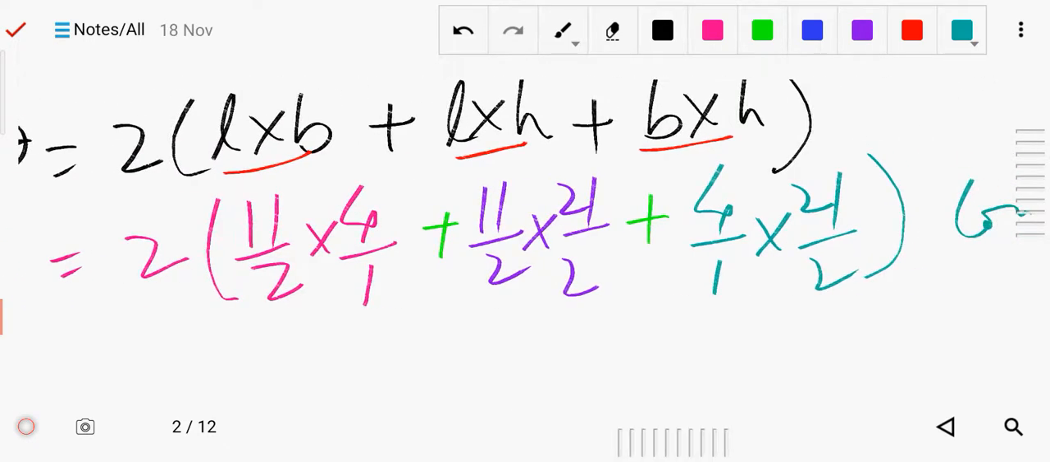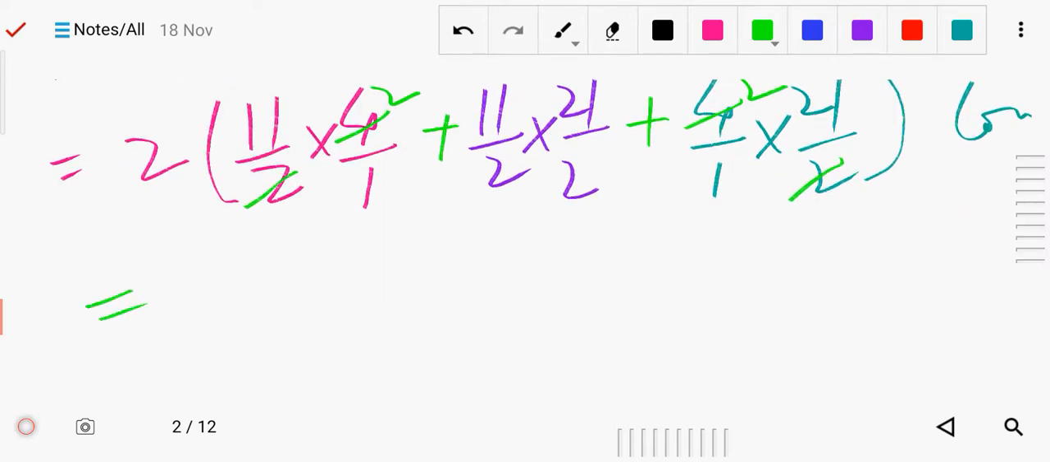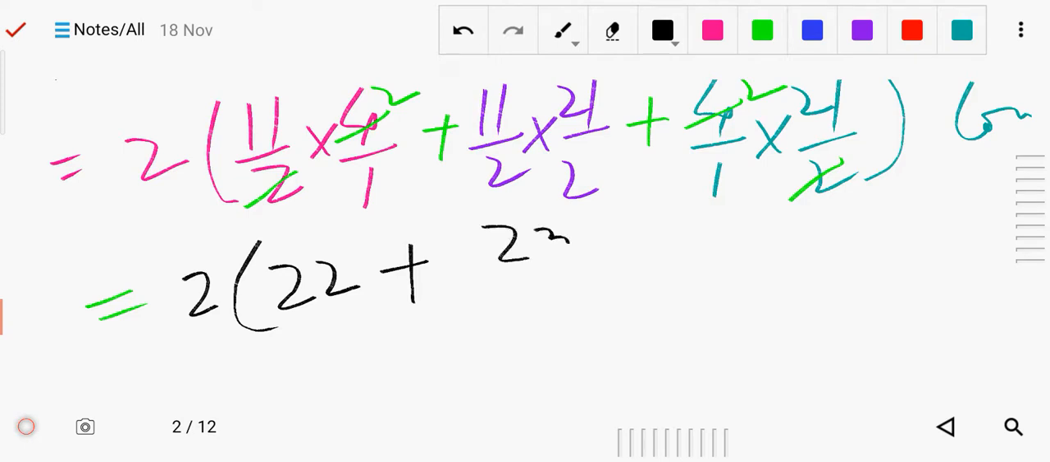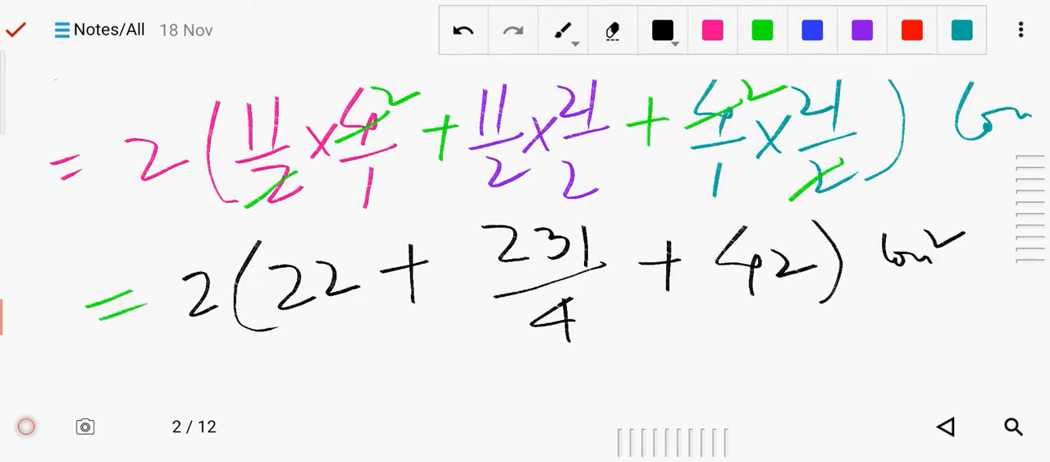Now we can solve it. So now we can divide. This 2 times we can divide, here we cannot divide. Now 2 will be outside the bracket. Here 11 into 2 is 22 plus, 11 into 21 is 231, and 2 into 4 is 8 plus, here 2 into 21 is 42. This is centimeter square.